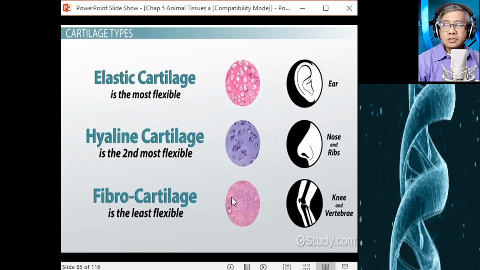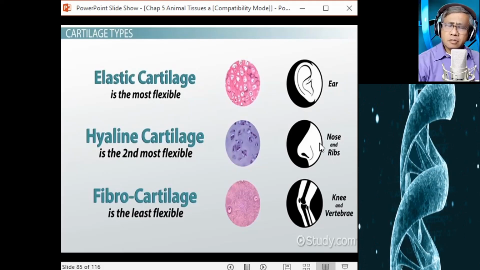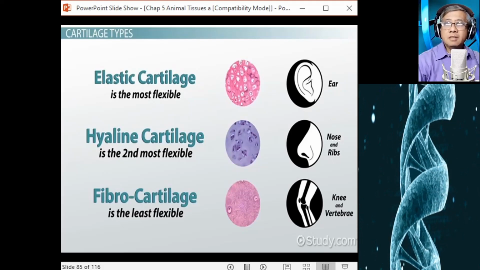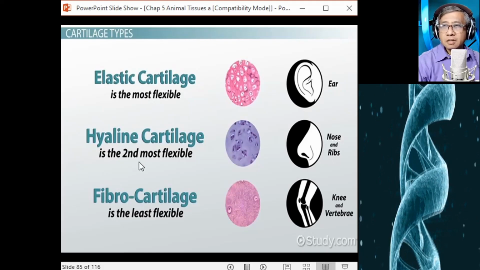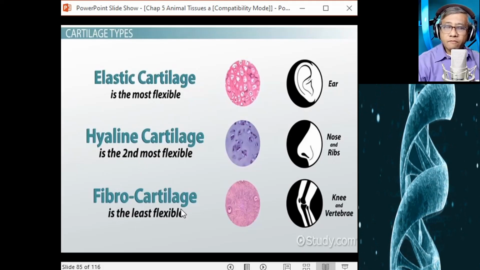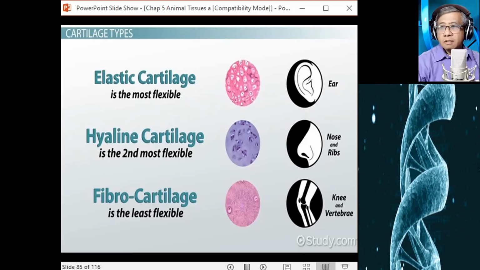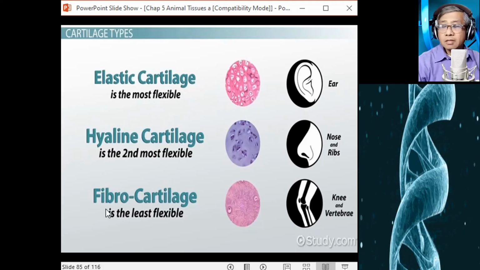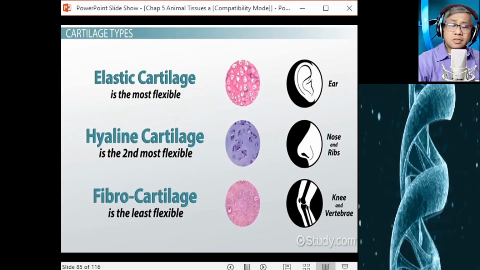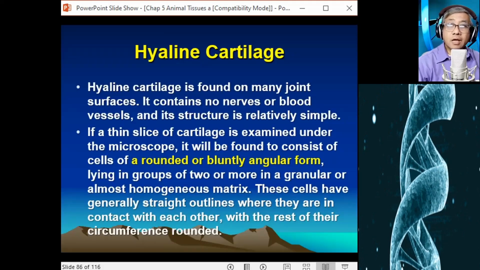Hyaline cartilage is the second most flexible. You can find it in the nose, yung intercostal cartilages ng ribs, sa trachea. Yan, no? So that's the hyaline cartilage. And fibrocartilage, which is the least flexible, you can find that in the knee. Diba may cartilage sa knee? And vertebrae, yung intervertebral disc ng vertebral column. That's fibrocartilage. Okay, let us now go into the details of these types of cartilages, starting with hyaline.